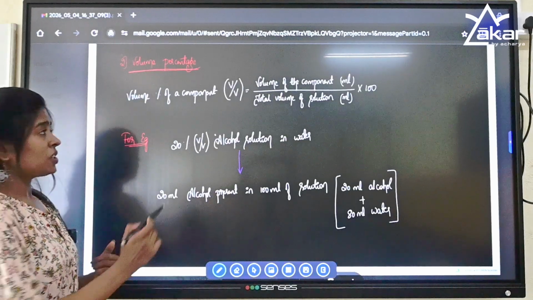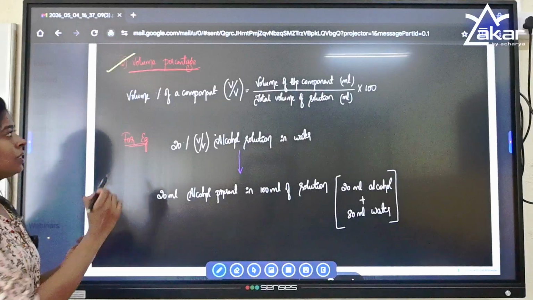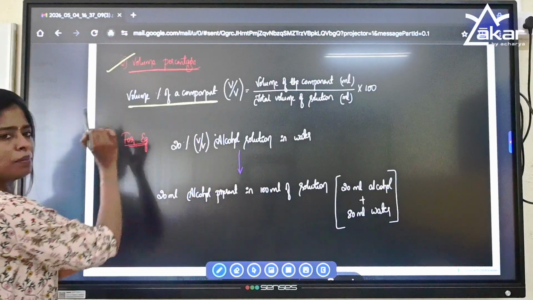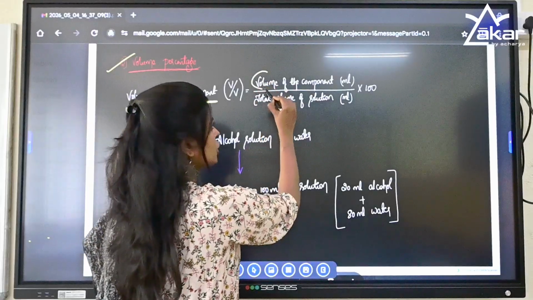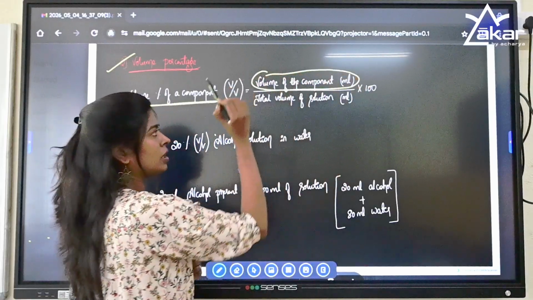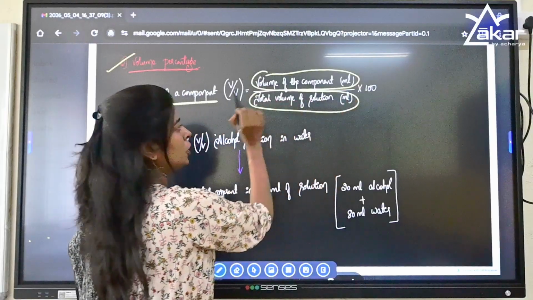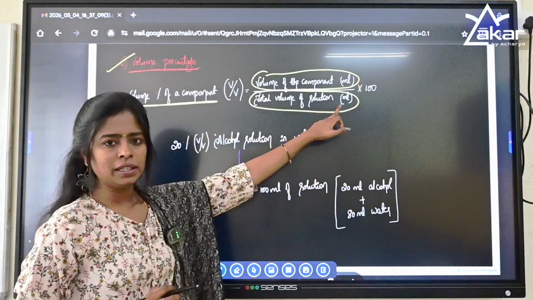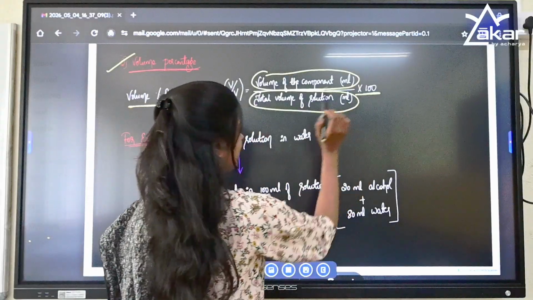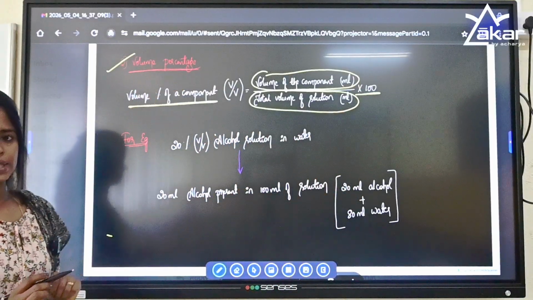Next, second concentration term is volume percentage. How can you define this? Volume percentage of a component, V by V, is equal to the ratio of volume of the component in ml divided by total volume of solution, here volume is represented in ml, into 100. So this is the mathematical expression to calculate volume percentage.